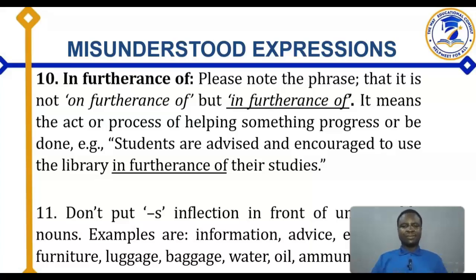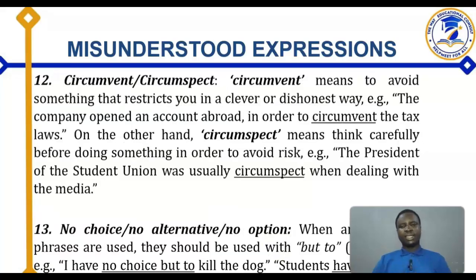For instance, you have information, nothing like informations. Advice, equipment, nothing like equipments. Furniture, although you could have items of furniture, but furniture is furniture. Luggage, singular. Baggage, singular. No plural forms for these words. Water, you have it used as uncountable. Oil, ammunition, etc. They are regarded as uncountable nouns and they don't take S.